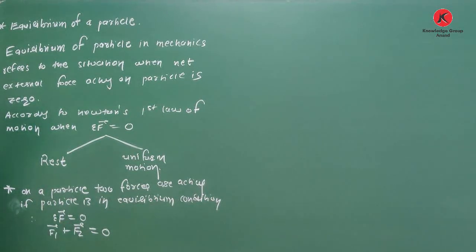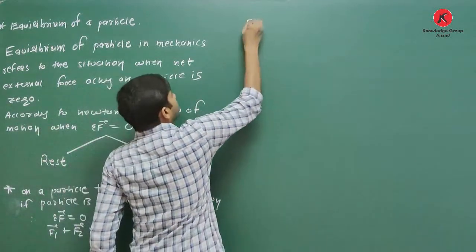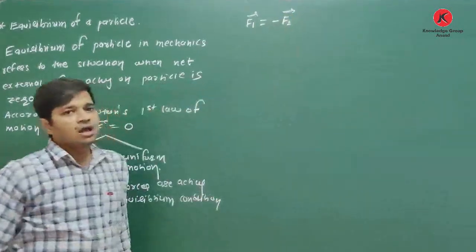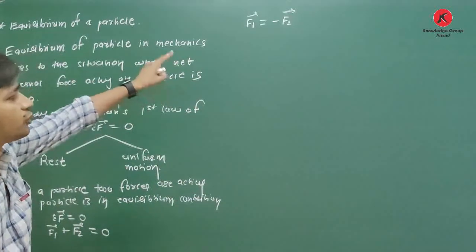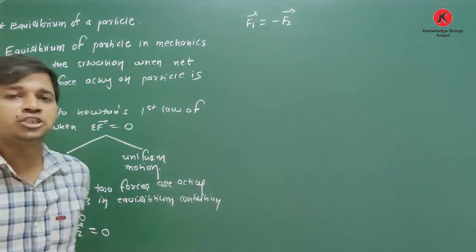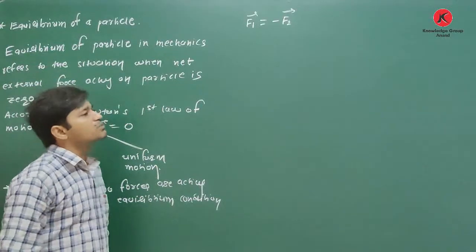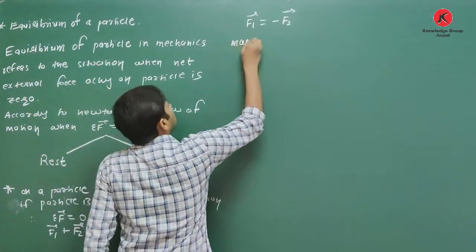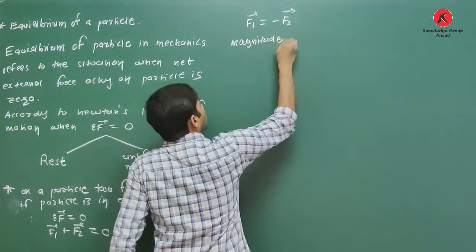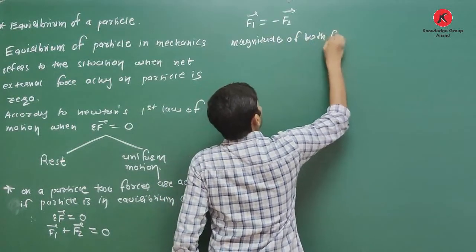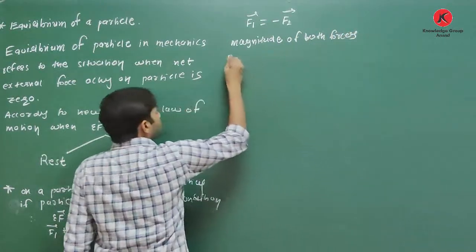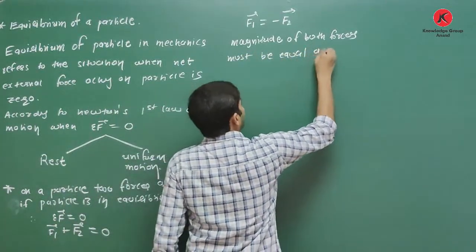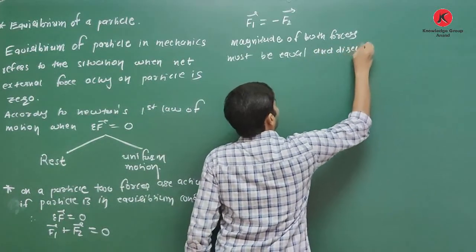So now from this equation, how to write? See, I can write F1 is equal to minus F2. Now what is the meaning of F1 is equal to minus F2? The magnitude of both forces must be equal and the direction opposite.